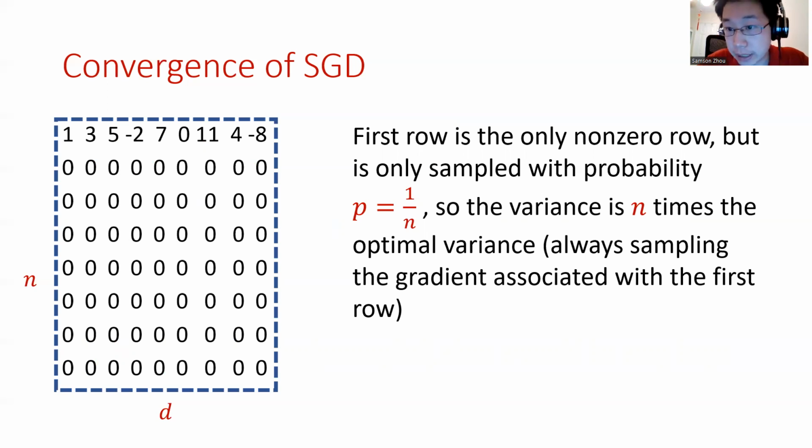So the variance here is n times the optimal variance, which occurs when we choose to sample the first row deterministically, so that we always output the first row. In that case, the first row won't get rescaled. So the optimal variance occurs when we always sample the first row and output that as the gradient, but for uniform sampling, this only happens with probability 1 over n.